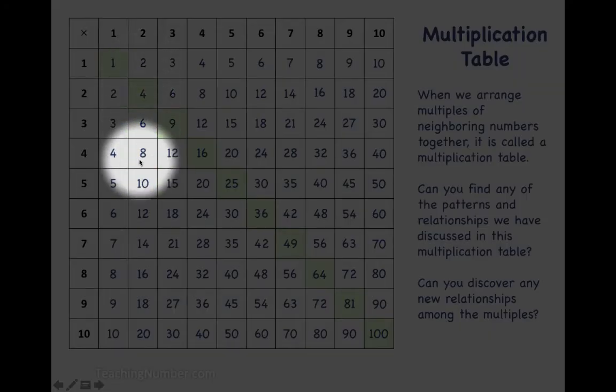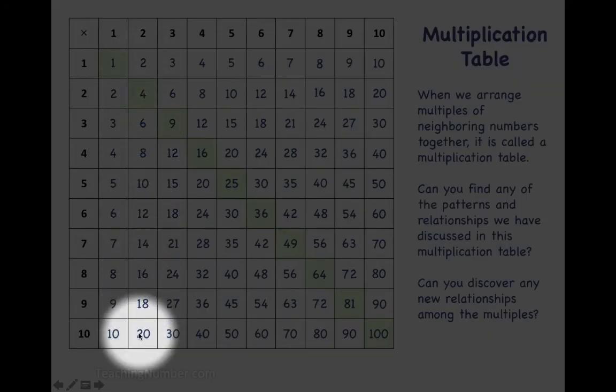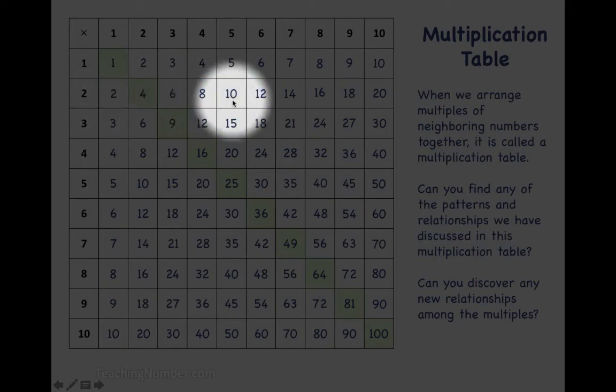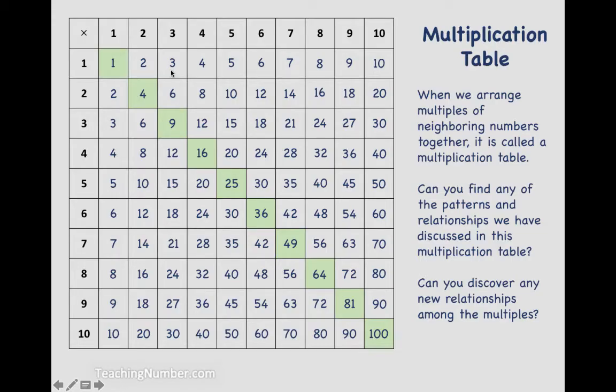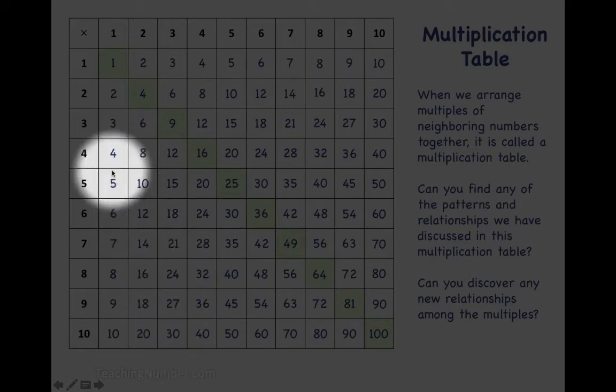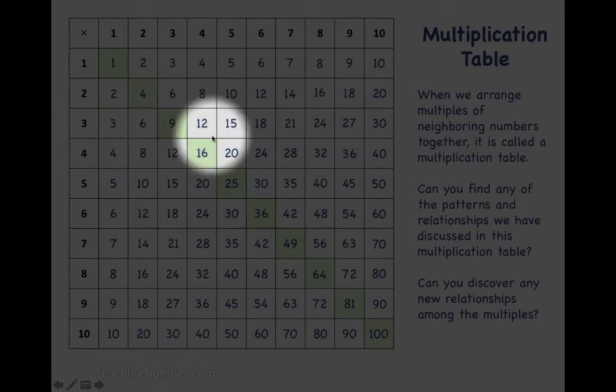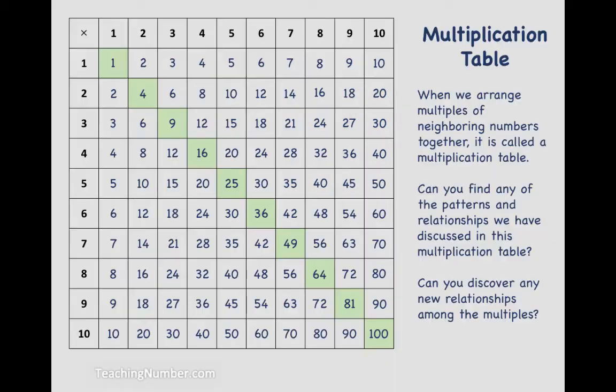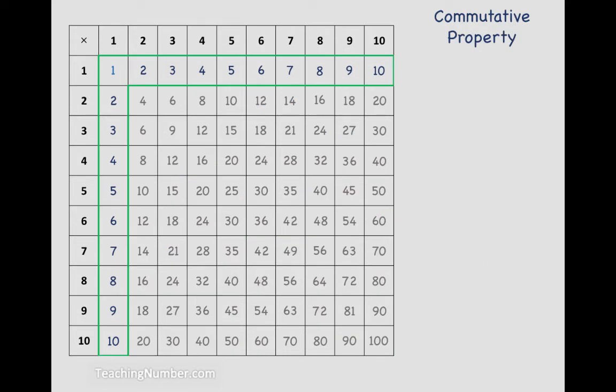And the same is true for the multiples of 2, the multiples of 3, and all of the other multiples in the multiplication table. The reason for this pattern is that multiplication is commutative. Multiplication, like addition, has the commutative property.